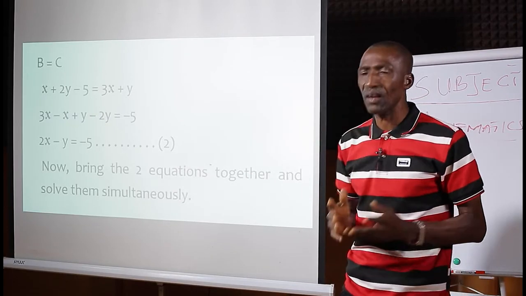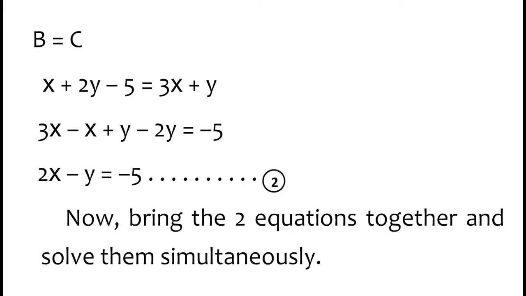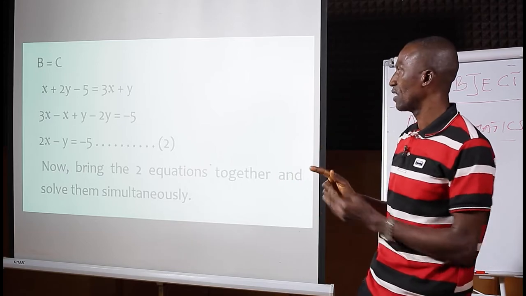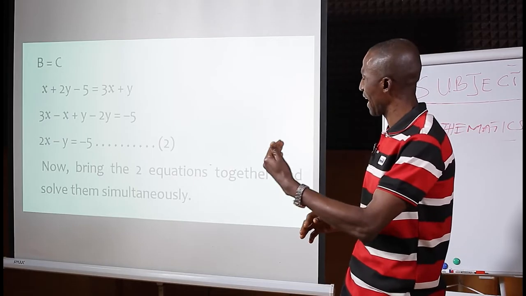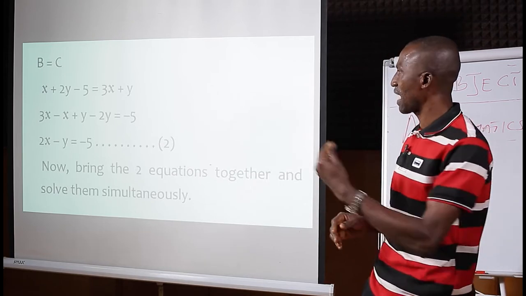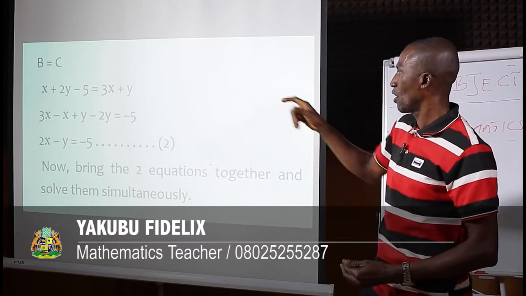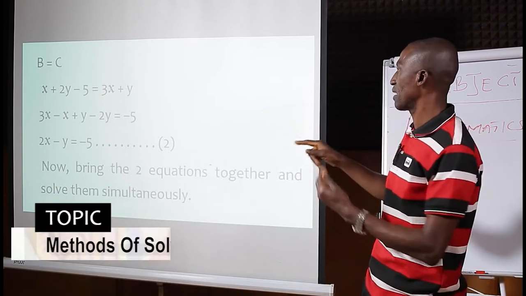Next, I pick B equals C. And what is my B? My B is x plus 2y minus 5, equals my C. What is my C? 3x plus y. So that gives x plus 2y minus 5 equals 3x plus y. By collecting the like terms also, I have 3x. When plus x crosses to the right it becomes minus x. So that gives 3x minus x.